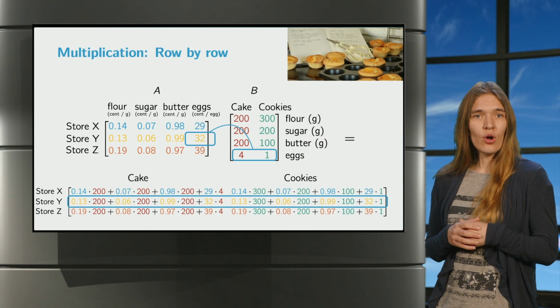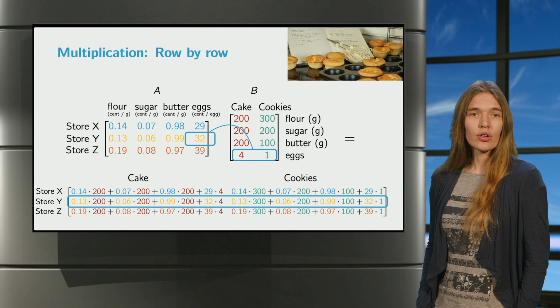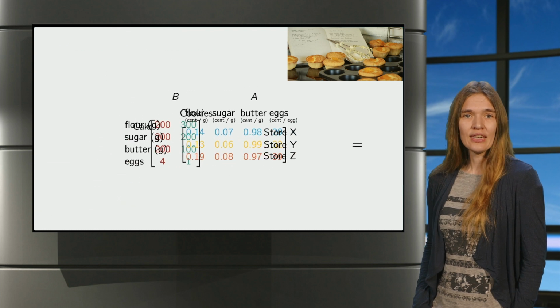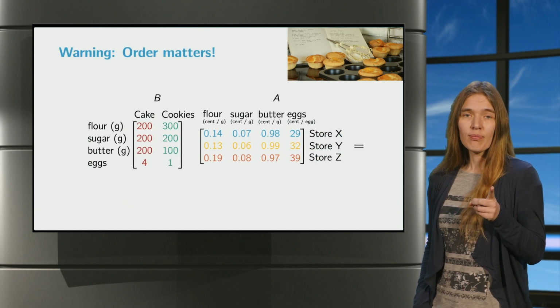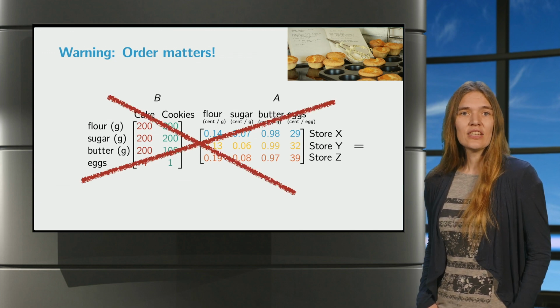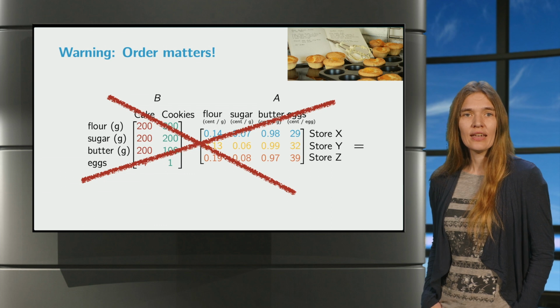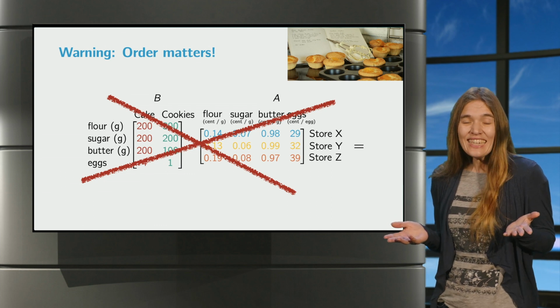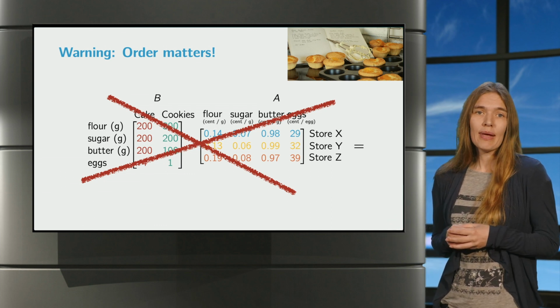Before we end this video, one word of warning. The order of these matrices is relevant. In this example, the product BA is not even defined, since the number of columns of B is not equal to the number of rows of A. And for matrices where the product is defined both ways, the outcomes may be radically different.